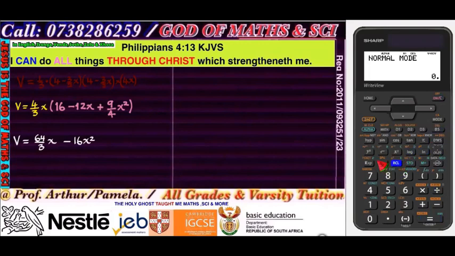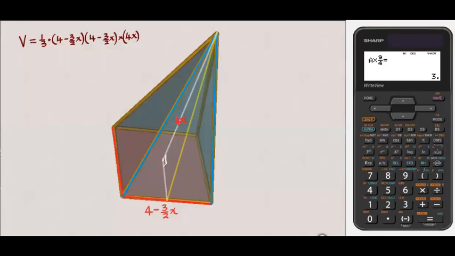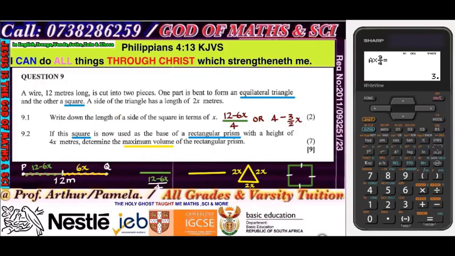Then I need to multiply the A by 9 for the... So it's going to be plus 3x cubed. Now we have the equation of the volume. There we go. But we need to derive that because they requested the maximum value.